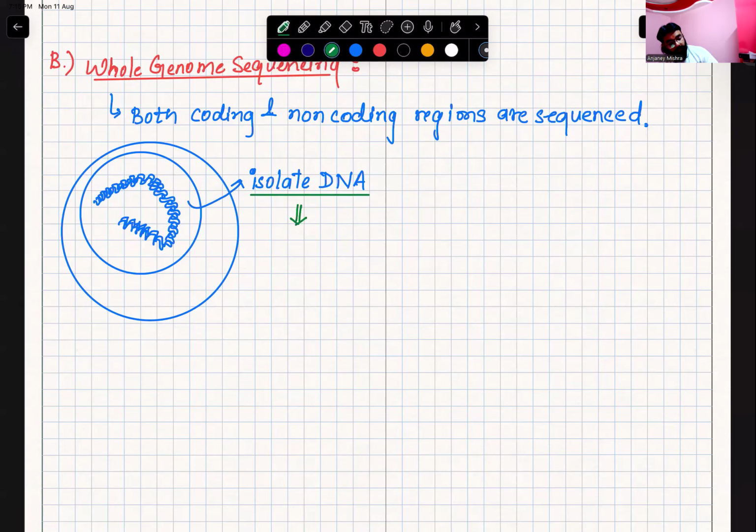Yes, sir. After that, we let the restriction endonucleases act on it.